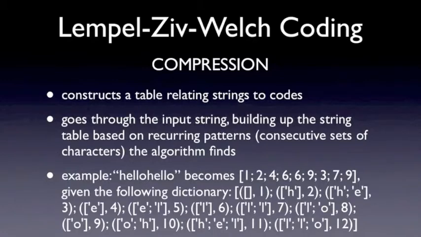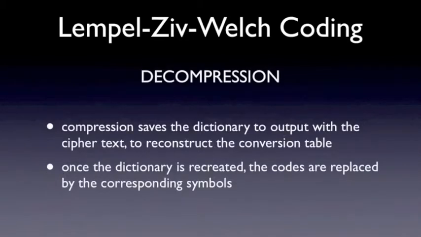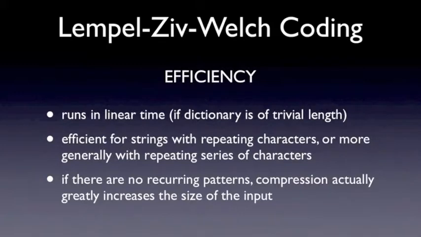Our next algorithm, Lempel-Ziv-Welch, constructs a dictionary relating strings to codes. It translates recurring patterns of characters in the input string into integer codes that it records in a dictionary. To decompress, it uses the dictionary it built up during compression to retranslate these codes into plain text. This algorithm is efficient for strings with repeating characters and sequences of characters that recur several times in the text, and it runs in linear time.